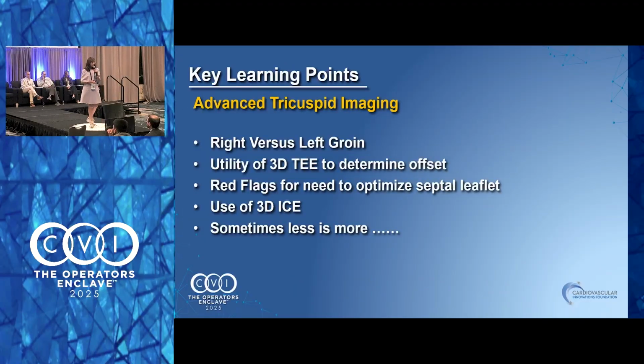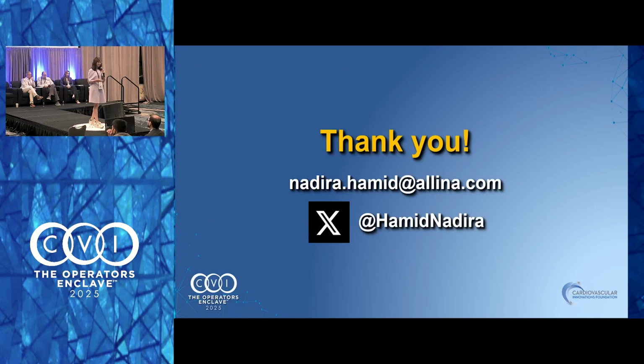So learning points in this case: think about right versus left groin. You're thinking in terms of manipulation. Before starting, in pre-procedure planning, think about the utility of 3D TEE and the IVC offset, which I encourage all the imagers to try. And during the procedure, watch for the red flags to really optimize the septal leaflet. And if you can't see it in transesophageal, think of 3D ICE. And my last point, sometimes I feel less is more for the tricuspid, unlike the mitral. With that, thank you very much, everyone.